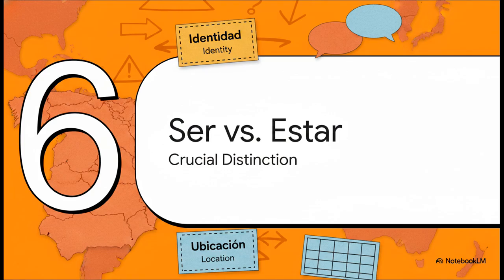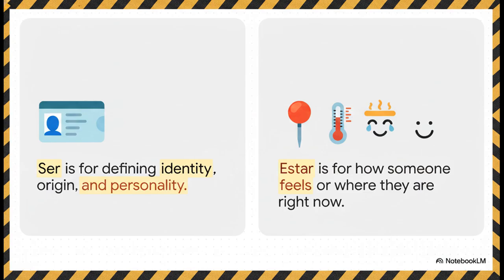And finally, section 6, warning, ser versus estar. We are almost done, but I really need to issue a gentle but absolutely vital warning here. If you can master this distinction right now, you are going to be miles ahead in your Spanish journey. So the crucial point is this. In Spanish, the English concept of to be is actually split into 2 completely different verbs. Crazy, right?